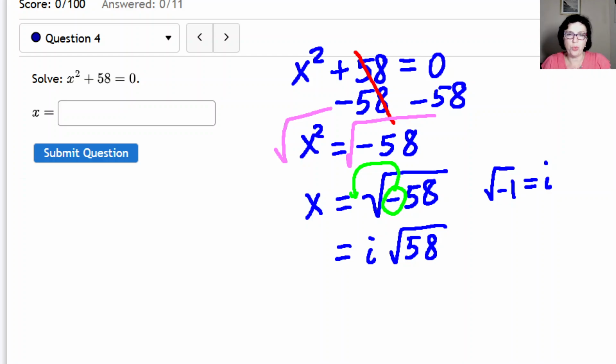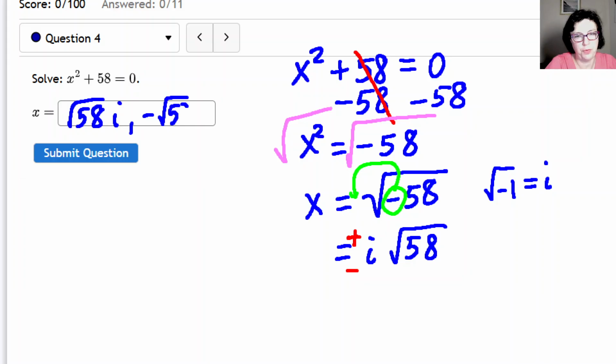However, with the square root property, you always have to remember that you don't just get a positive root, but you have plus or minus. Because when a negative is multiplied by itself, the answer doesn't change. I can actually put plus, minus, and nothing is going to change. It's still going to be a solution. So you've got two solutions. You've got the square root of 58 i and negative the square root of 58 i.